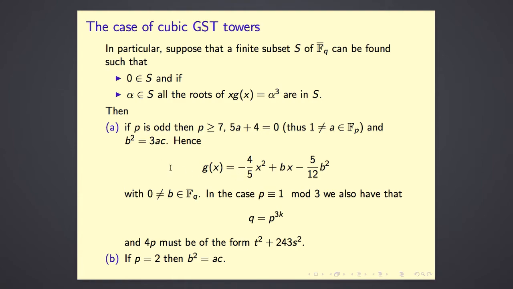So we get this sort of precise answer in the case of p odd, and even more, when p is congruent to 1 mod 3, we also have some restriction on the finite field. q has to be of the form p to the 3k, where k is a positive integer, and p has to be of the form t squared plus 243 squared, which is a very strong restriction on the characteristic of the finite field, if such a finite set exists. In the case of p equal to 2, we can just say that b squared has to be equal to a times c.